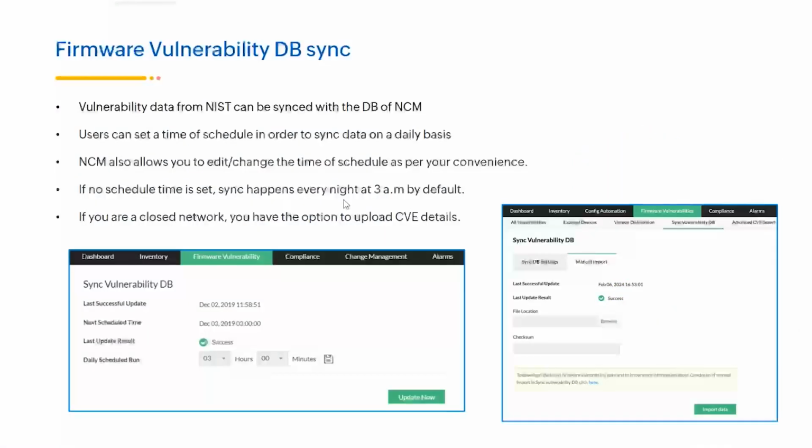So now let's discuss the Sync Vulnerability DB option. This feature updates the vulnerability data from sources like NIST and other vendors to the Network Configuration Manager's database every day at 3 a.m. You can customize this timestamp to fit your needs. If you're working with a closed network, you also have the option to manually upload CVE details. So let me show you how that works.